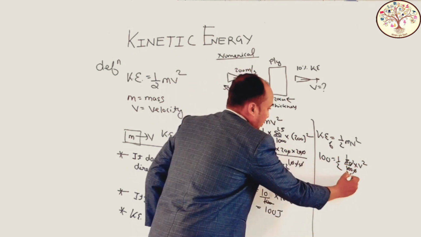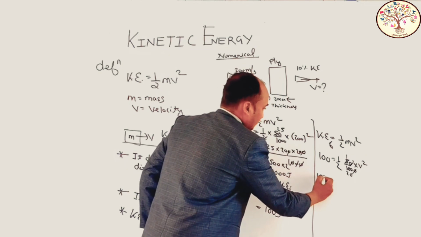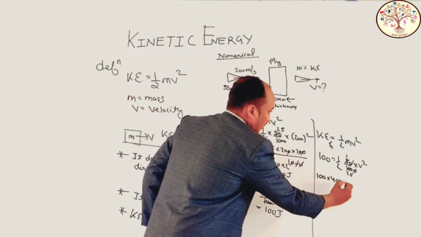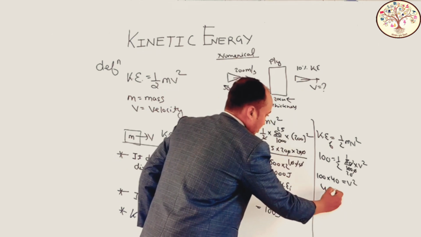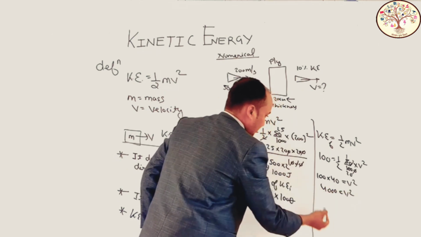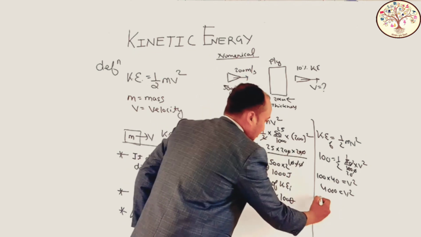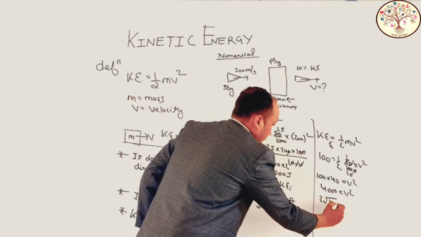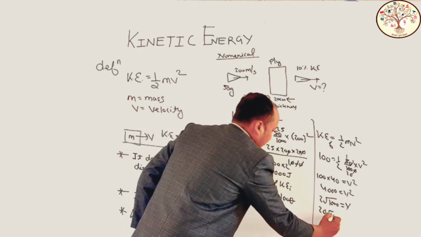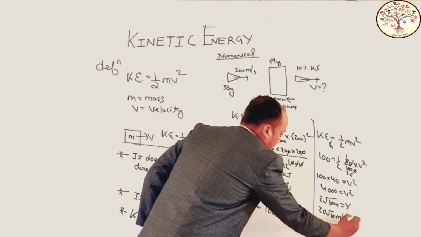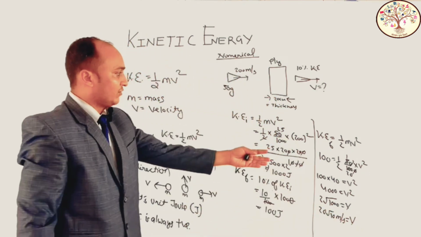By solving it, cross multiply, we will get 40 square, then we'll get 4000 for v square, and we will take the square root, it will become 2 under root of 1000, or on further solving we will get 20 under root of 10 meter per second. So this is our final and required velocity.